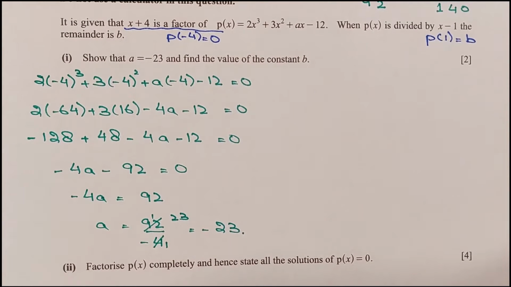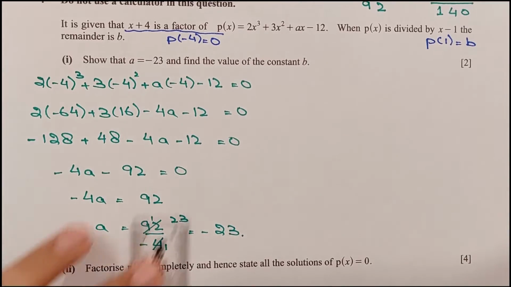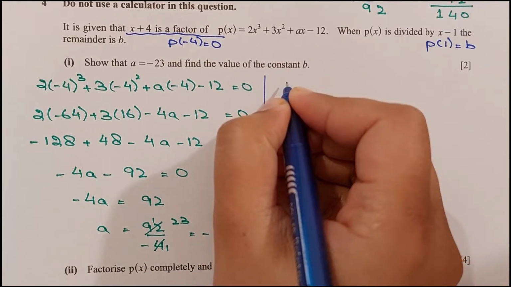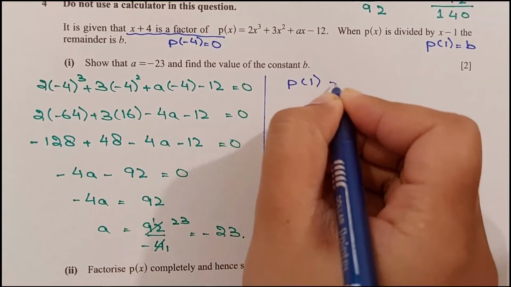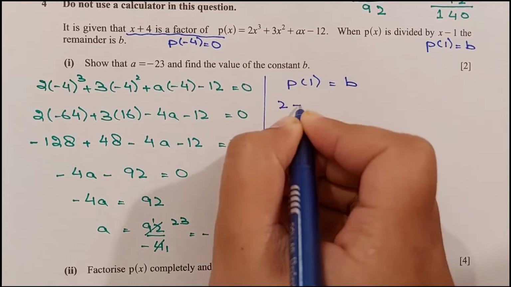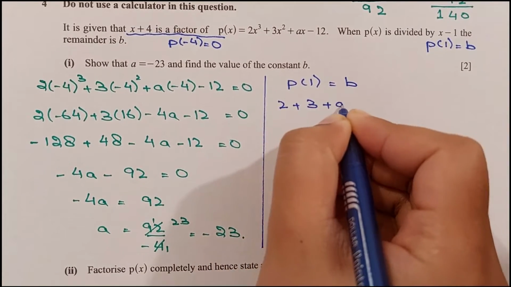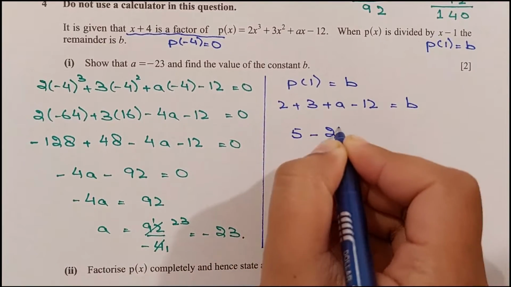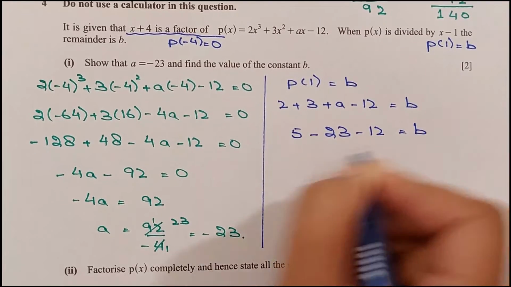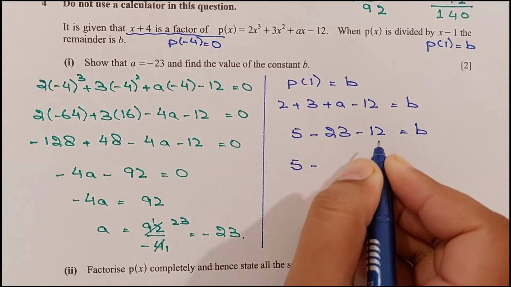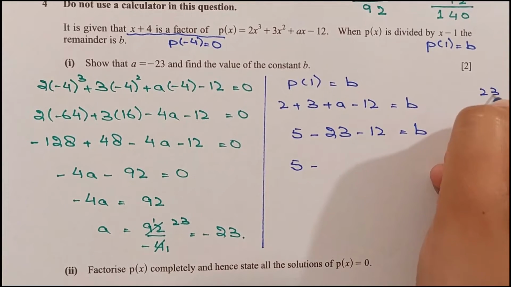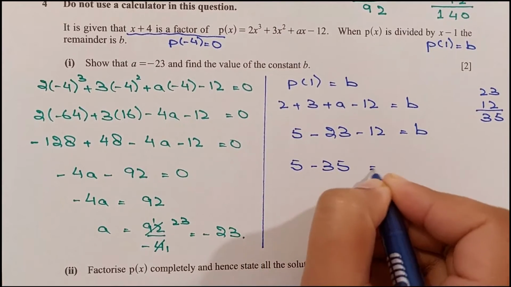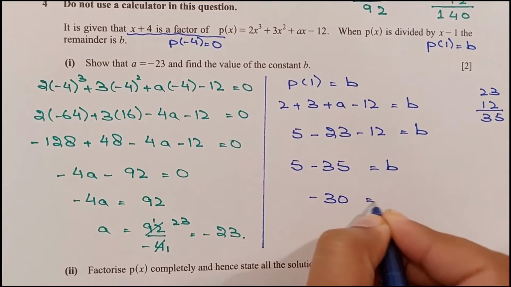Now the second part of the question says we have to find the constant value of b as well. For b, let me use the condition that p of 1 is equal to b. P of 1 is 2 plus 3 plus a minus 12 equals b. So 2 plus 3 is 5, minus 23 minus 12 equals b. 23 plus 12 is 35, and 5 minus 35 gives negative 30. So the b value is negative 30.